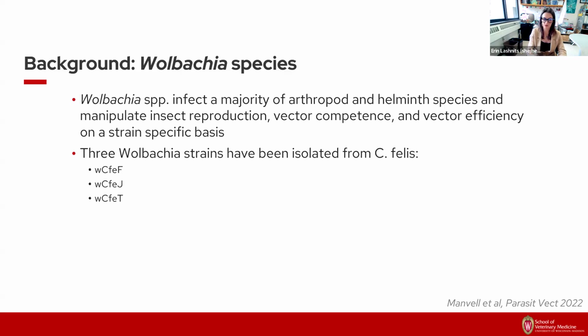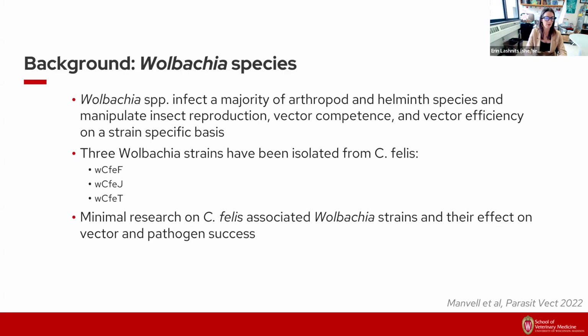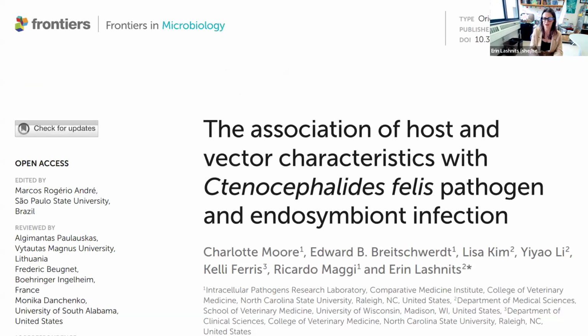There are 3 Wolbachia strains that have already been isolated from cat fleas, and they're listed here. But we really don't know what these different strains do, how they interact with the fleas themselves, or their effect on the vector or the pathogen transmission at all. So that brings me to the paper that I'll review today. This is some work that I worked on towards the end of my PhD and into the beginning of my job here at UW, and owes a debt of gratitude to Charlotte Moore, who is a current PhD student working at NC State.